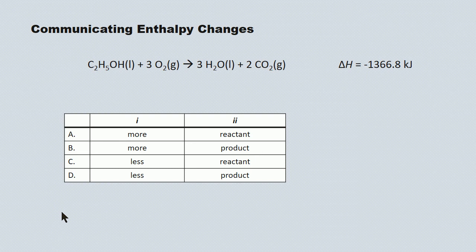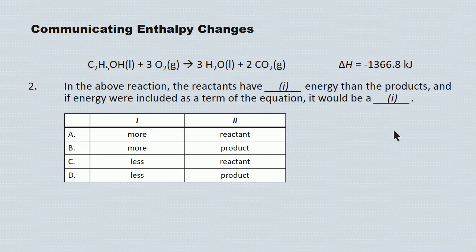Here we see what appears to be a combustion reaction. We're burning ethanol. We're burning alcohol. And you'll see that it's a highly exothermic reaction, negative 1366.8 kilojoules. And the question here is, in the above reaction, the reactants have either more or less energy than the products. Well, it's exothermic. That energy must be stored in the reactants, but it's lost to the surroundings. So the products don't have that energy. So in the above reaction, the reactants have more energy than the products, and choices C and D are out.